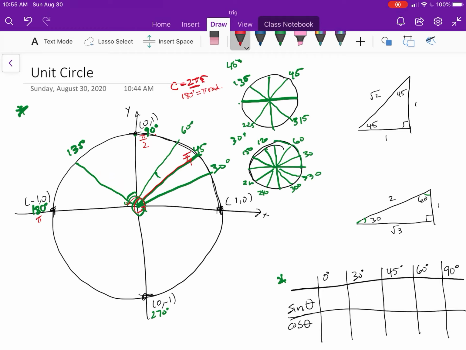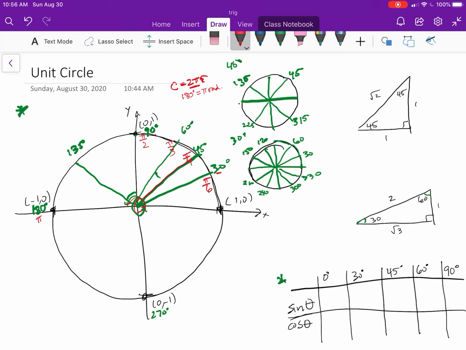Likewise, I could always compare 180 to these angles here. So 180 divided by 6 is 30, right? So therefore pi over 6 is 30. 180 divided by 3 is 60, so pi over 3 is 60.